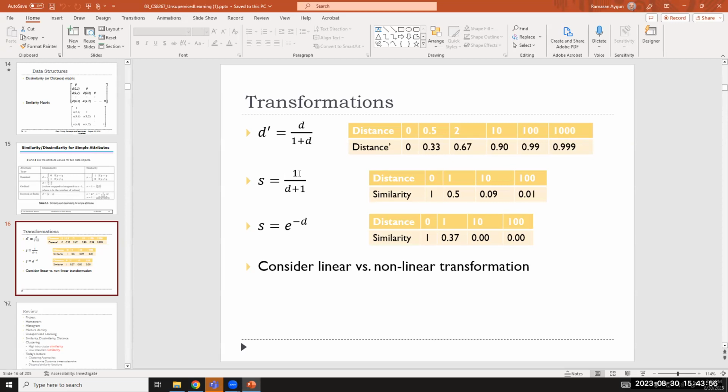For similarity, 1 divided by d plus 1. If the distance is 0, 1, and 100, the similarity will be 1, 0.5, and 0.01. This is one method. Sometimes you want to switch from similarity to distance or from distance to similarity. Another one is taking e to the power of minus d, and similarity is 1 for 0, 0.37 for 1, and 0 for 10.